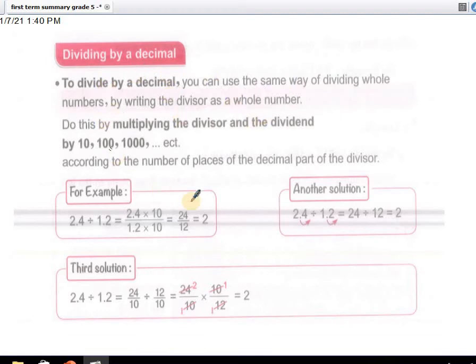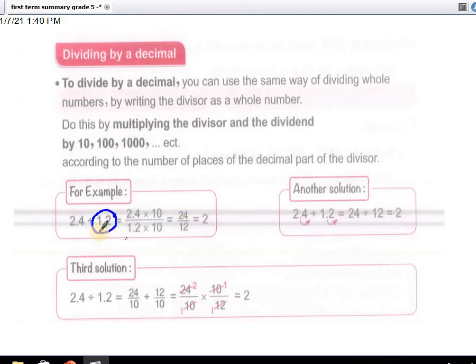And here, dividing decimal by decimal. Okay, what should I do? First of all, I have to look at the divisor. Where is the divisor? Here. Okay, if the divisor has any decimal point, I have to remove it.